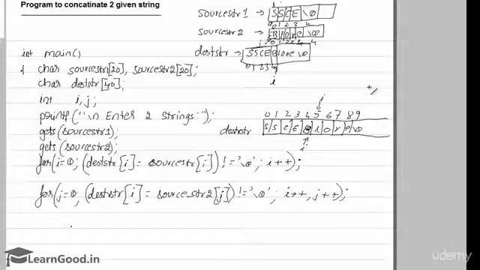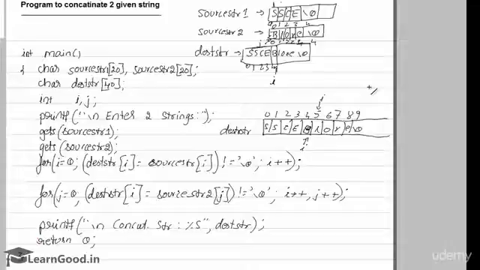So next, display the concatenated string. Once you come out from this place, give here "concatenated string: %s", that is dest str, and here you can give return 0. So this is how we concatenate two given strings.